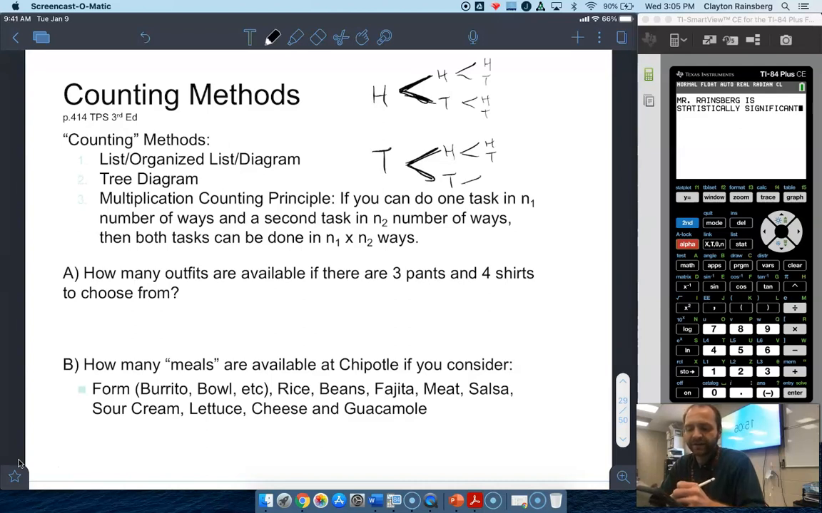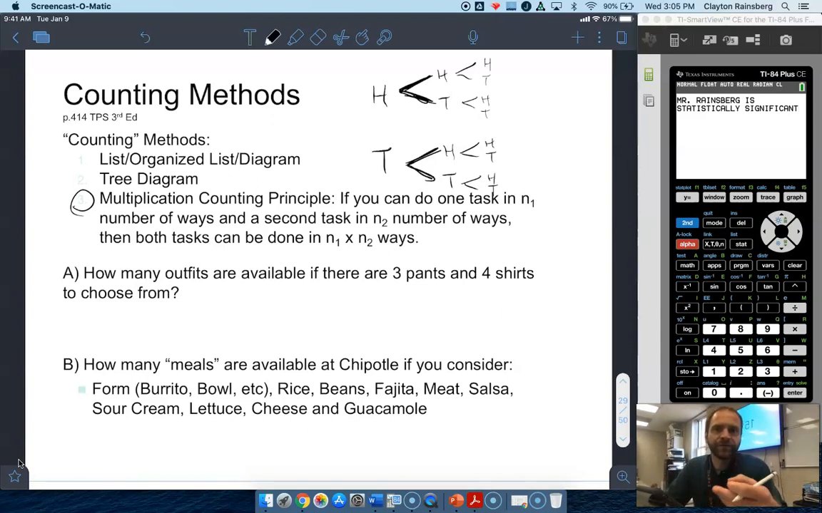It's starting to get a little annoying. What if I do a fourth coin? Now I don't want to, because that's going to take a lot of drawing. So tree diagrams are great when you have a certain amount of events occurring. Another great way to do it is this multiplication counting principle.